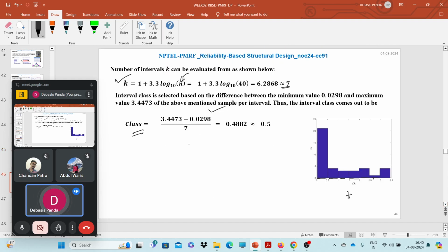So what you need to do? Class means you need to find out the width of the histogram bins. So maximum value minus minimum value, divided by the number of intervals, gives the width of the bins. Here, look, it is 0.5, 0.5, 0.5. With that width of the bins, we put this data in and get the histogram.